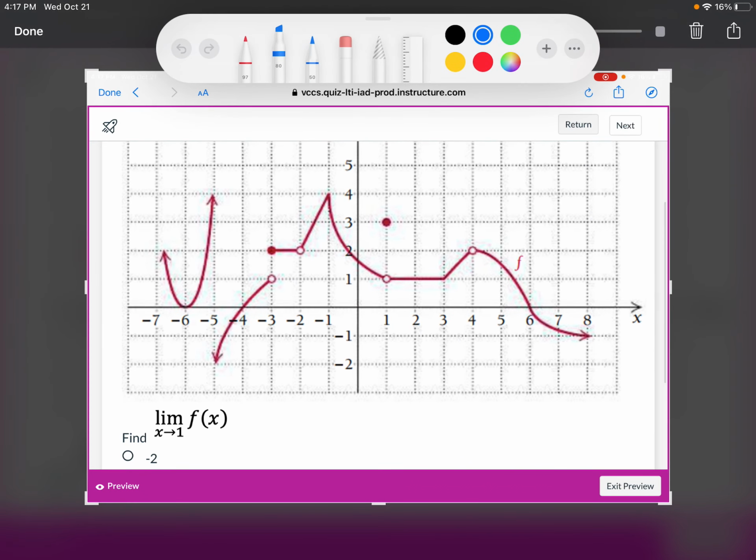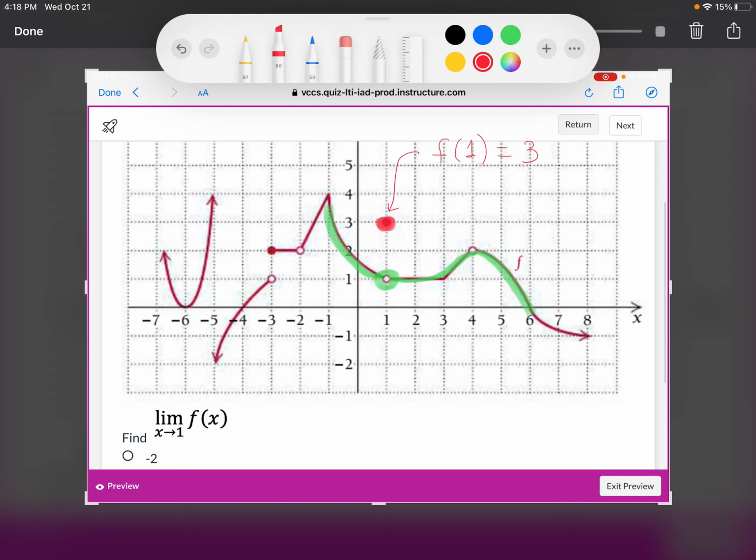x equals 1. Now, here's the thing. f of 1 is 3, I agree, because there's a closed circle at (1, 3). But that's not what they're asking, right? They're asking, look at the graph and follow the graph from the left of 1 and from the right of 1. Where is this graph approaching? Where is it trying to go to from left and right? Because that point right there is just a sudden jump. That doesn't fit the rest of the graph.